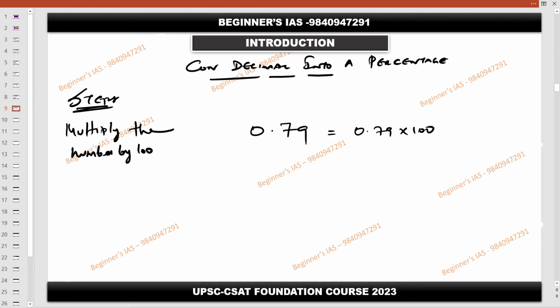0.79 into 100. So two places it will move to the right. Two places you have to move towards the right while multiplying with 100. If you are multiplying with 10, it will move one place right of the decimal. With two zeros, it will move two places to the right. If you are multiplying with 1000, it will move three places. Like that. Understood?